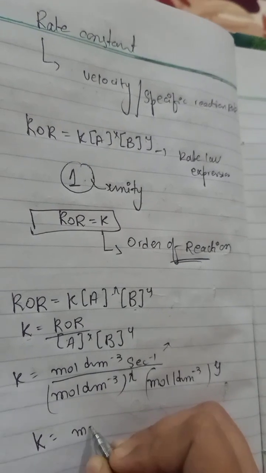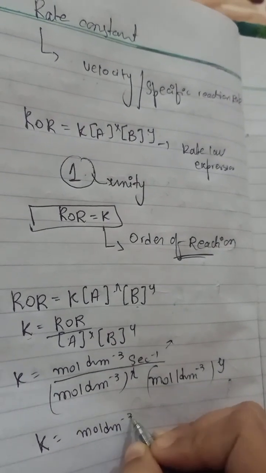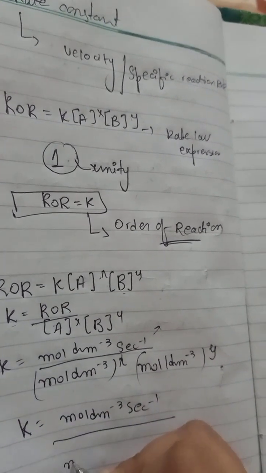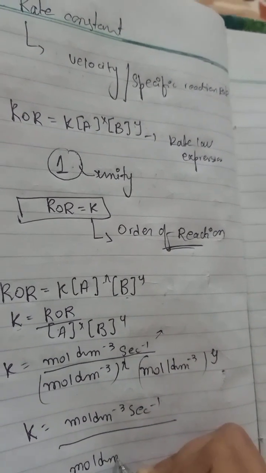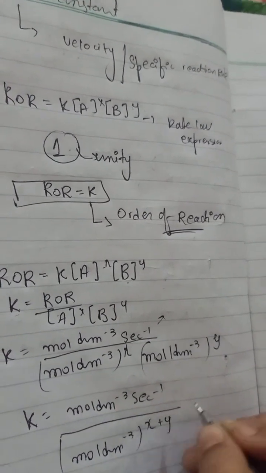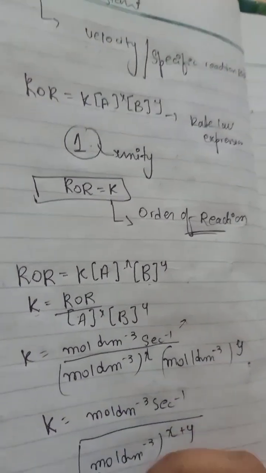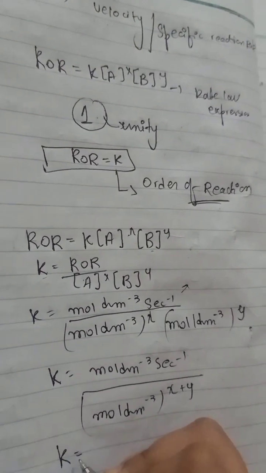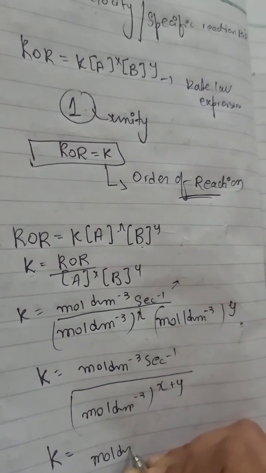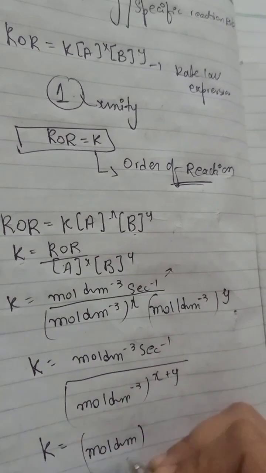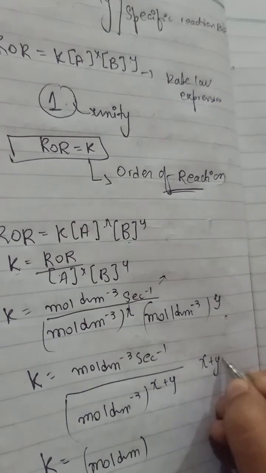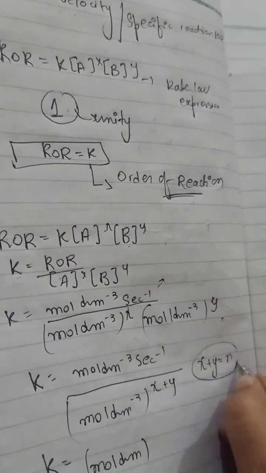So we can write K is equal to mole per dm cube into second inverse, divided by mole per dm cube to the power x plus y. We have taken one equation, x plus y, since these are the same. These both are the same, so we can write mole per dm cube like this. And as you all know, x plus y was the order of reaction, which is equal to n.